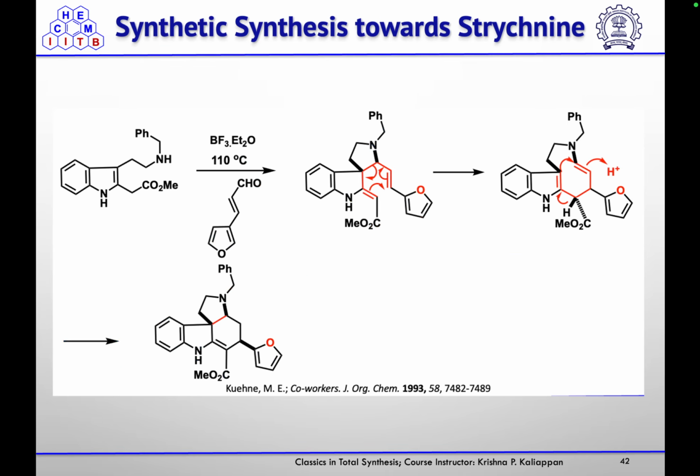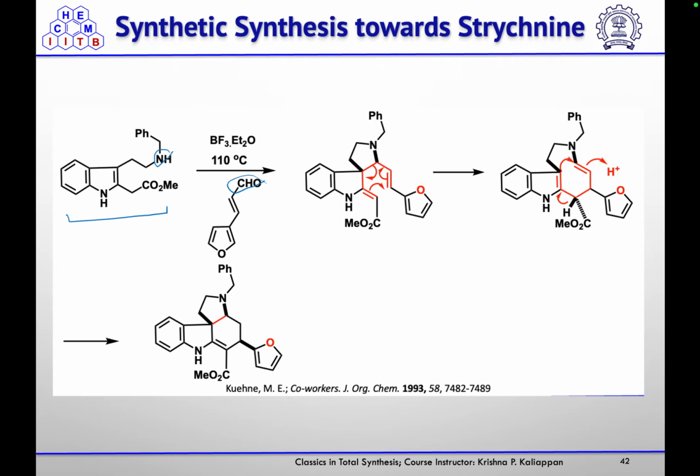So he wanted to use this Mannich reaction followed by a Cope rearrangement followed by another Mannich reaction to form the tetracyclic product. For that purpose, he did a model study in which this benzylamine was there. This, on treatment with BF3 etherate and this aldehyde, the amine and the aldehyde will form the imine, and then this will undergo a Cope rearrangement reaction.